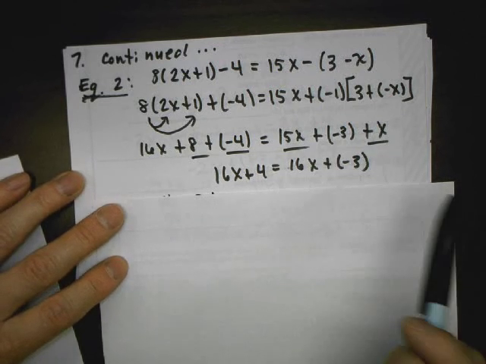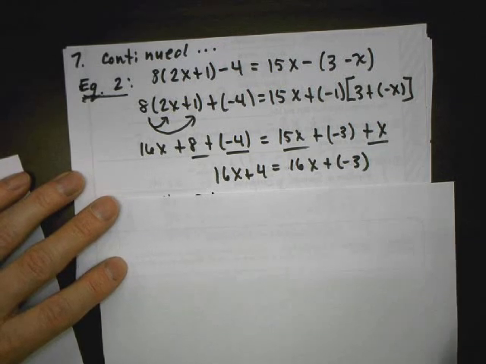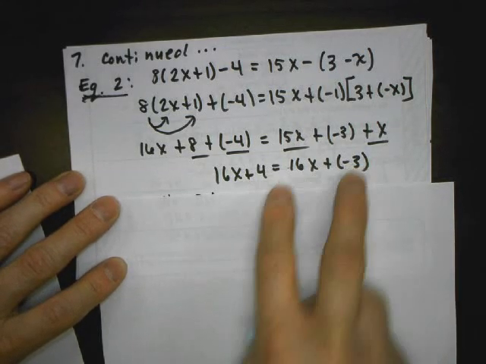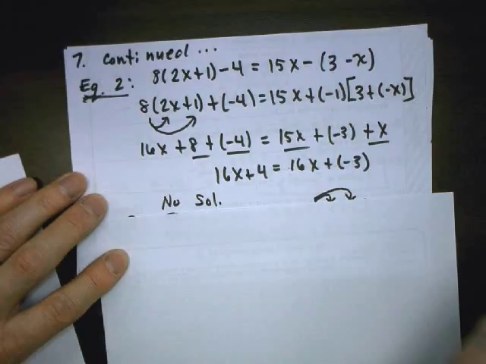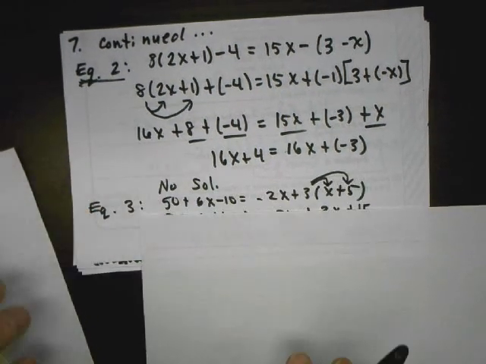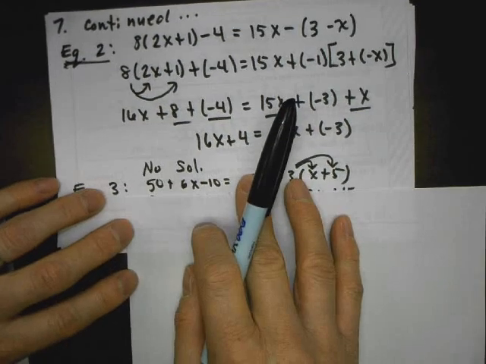Now I can answer this question because I just need to know how many solutions it has. This one has the same coefficients and different constants. That means no solution. This is one of our answers, but we have to test the rest. So I'm going to test equation 3 now to see if this has no solution.